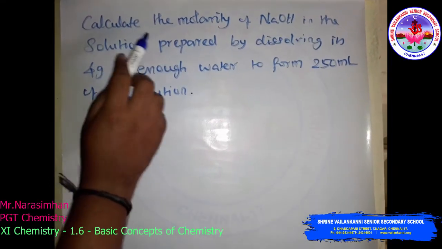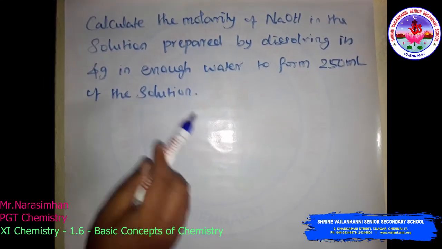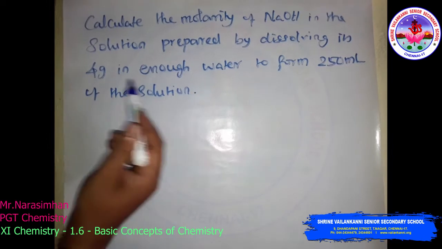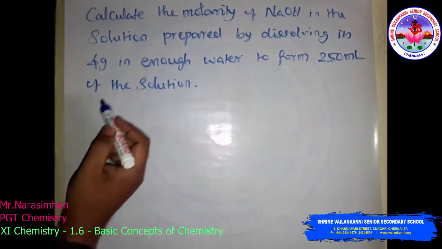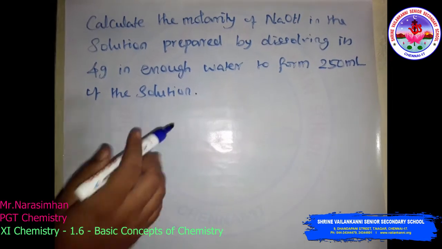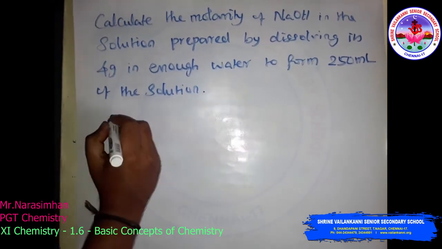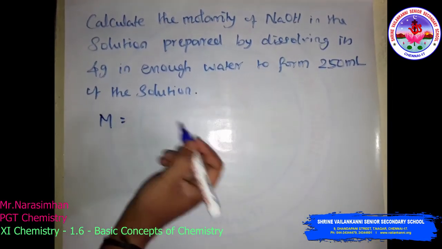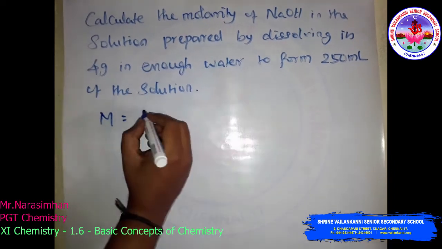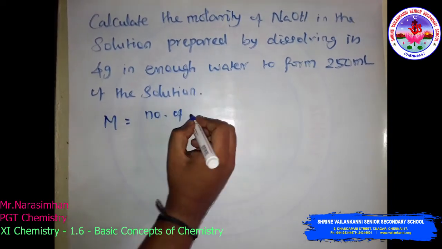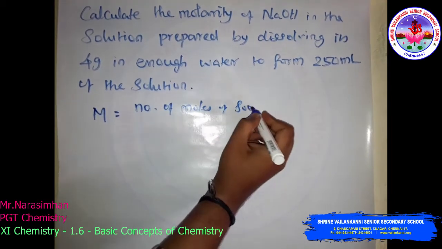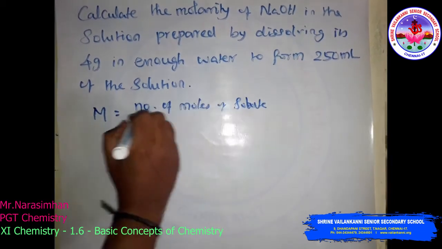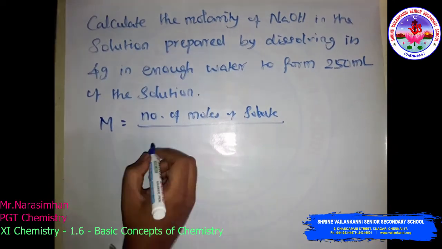Here, calculate the molarity of NaOH in the solution prepared by dissolving 4 gram in enough water to form 250 ml of the solution. So we can calculate the molarity. The molarity formula is what? Molarity is equal to number of moles of solute divided by volume of solution in liter.